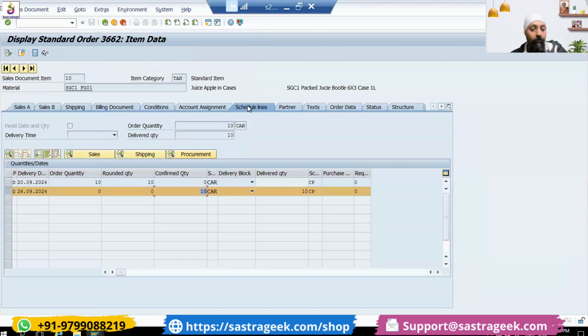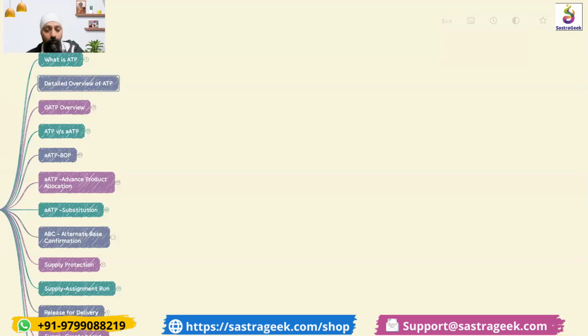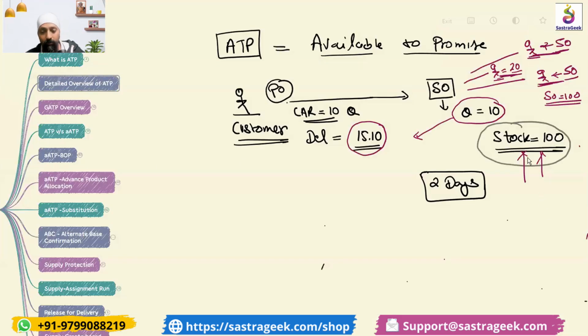So the schedule lines tab tells you when the customer requested it and when we are delivering it. Now in this schedule line tab, in our case, when this has been requested and I don't have a stock, what confirmation will I give to the customer? I cannot give any confirmation to the customer as of now.